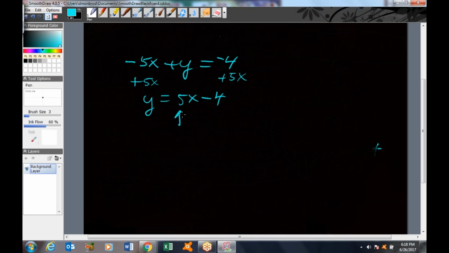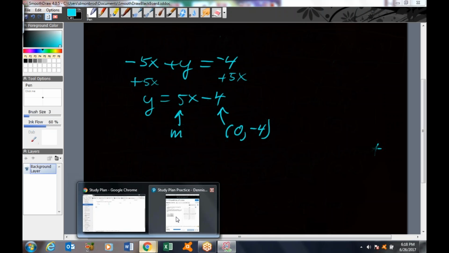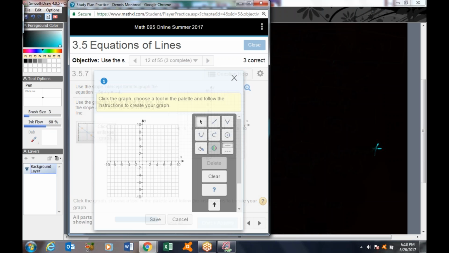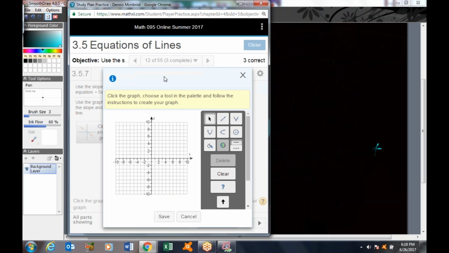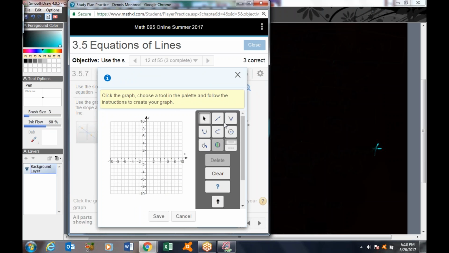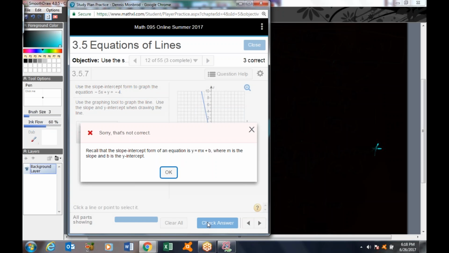Alright, so here we are. There's a slope. We call it m. Here's the y-intercept, 0, negative 4. So let's go back and graph it. Okay, so the slope is 5. Let's start with a negative 4. So down here at negative 4. Come down by 5, over by 1. What's it right here? 2, 4, 5, over by 1. Okay, save it. Let's check it.